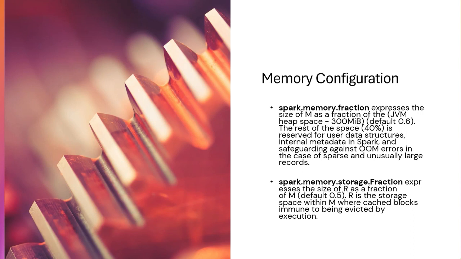Why we needed a threshold is we didn't want all of the memory to be consumed either by execution or by storage. So that is where this particular property of memory fraction comes in, where you are reserving 60% for Spark internally to operate. So these are the two properties. We can play with this, but keeping in mind the repercussions of setting it too high or too low.